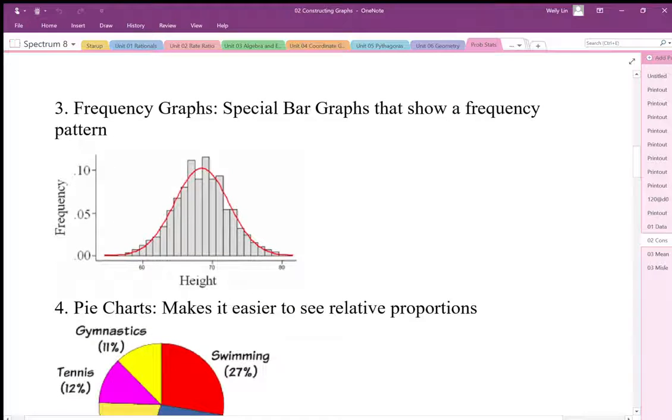So what I was just talking about was frequency graphs. These are bar graphs where we can see some kind of frequency pattern. In this case, we have height and the number of people with those different heights, and we can see that typically this is what a normal distribution should look like. Lots of people in the middle, very few that are really, really tall, very few that are really, really short.